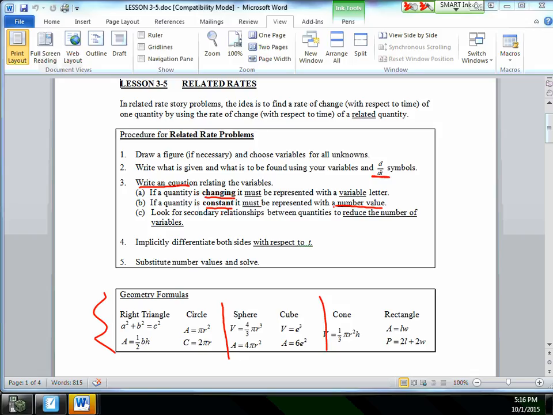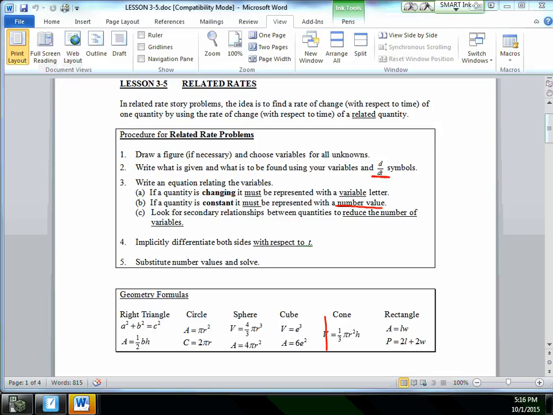B, if it's constant, it must be represented with a number value. And sometimes on C, this one doesn't always happen. Look for secondary relationships between quantities that help you reduce variables. That normally happens on our cone problems. Step 4 then, we do implicit differentiation with respect to t, solve for whatever dt, and then substitute everything we know into the equation.